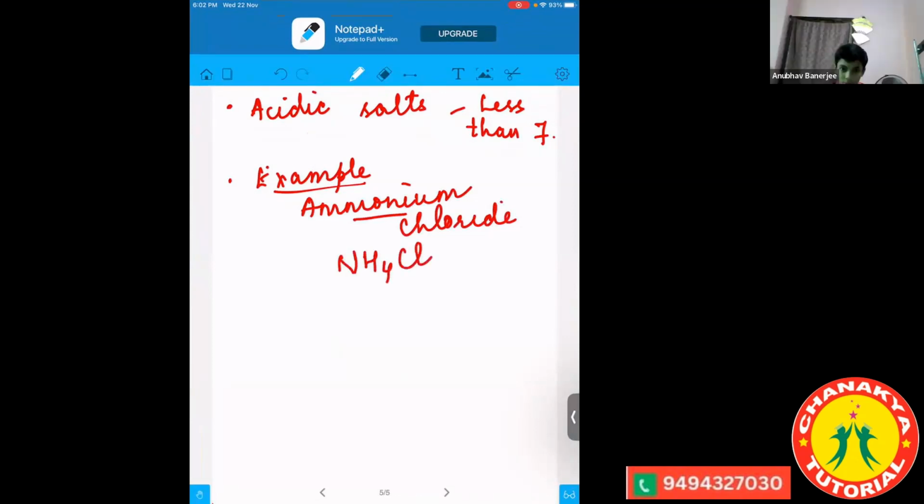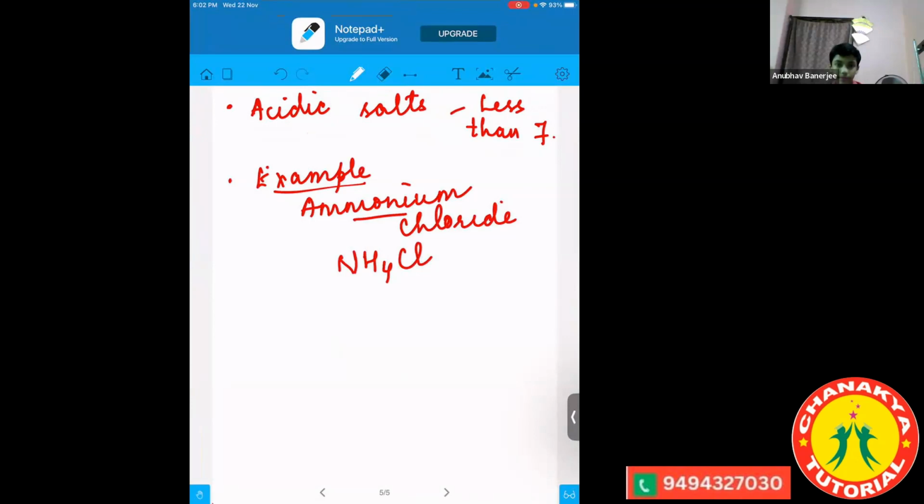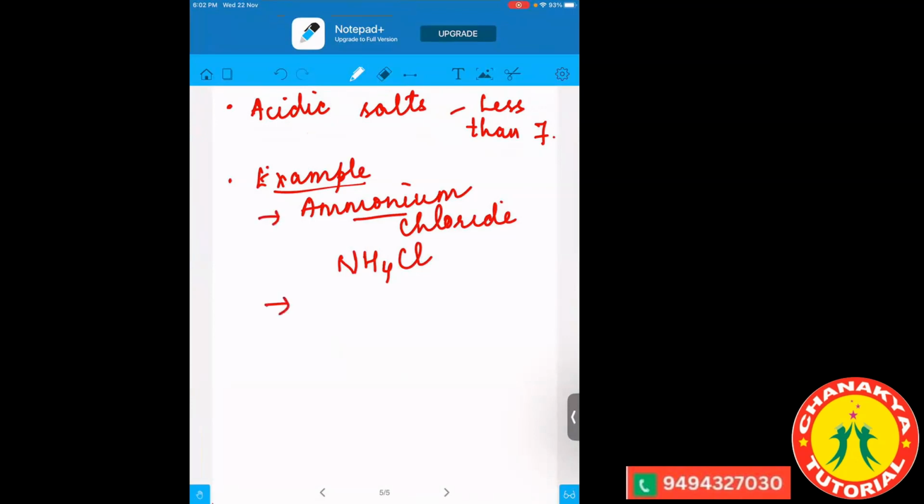Cl2 is chlorine. Chloride is Cl. All right. So ammonium chloride. Then we have the aluminum chloride.